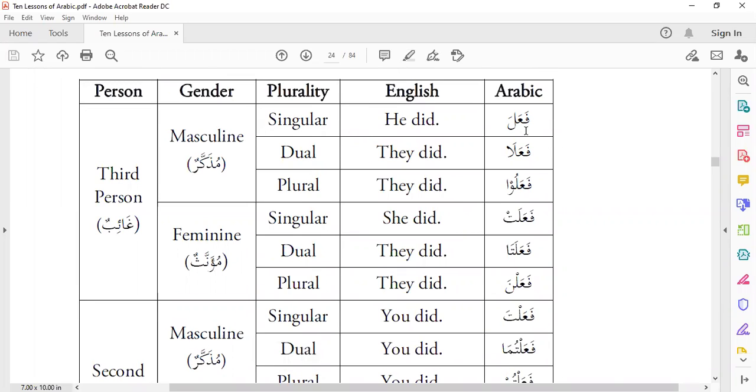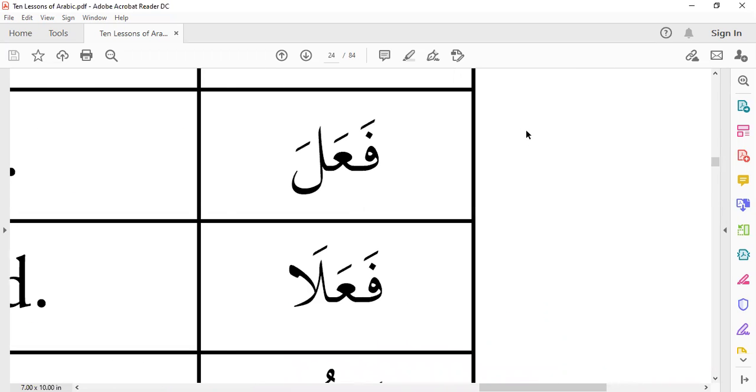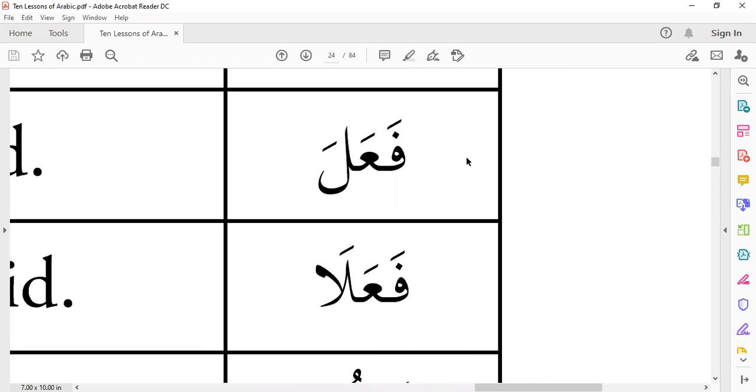So if we look at the differences, fa'ala is the first verb they gave us. We're doing third person. In the third person, first it was masculine, then feminine. And within masculine, singular, dual, plural. So this is singular.